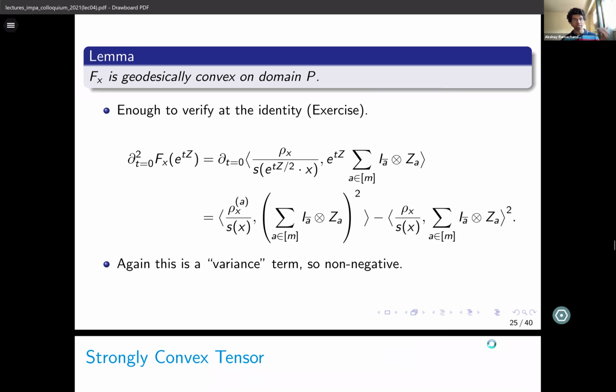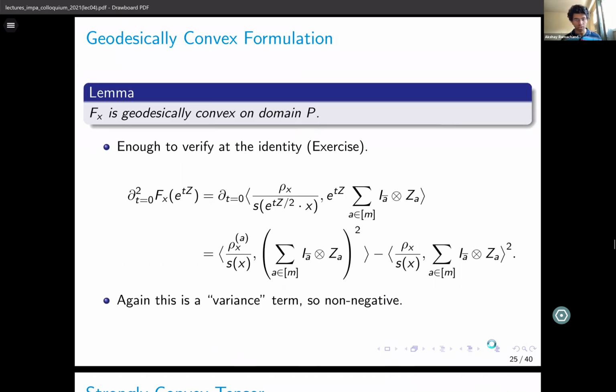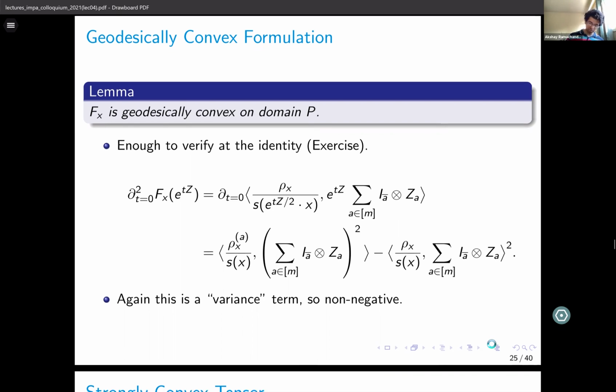So the two things we verified is that the critical points are balanced scalings, and the function is geodesically convex everywhere. So we can just go search for minimums, and that's how you find a balanced scaling. Cool. So that gave us a strongly convex formulation for tensor scaling, and we want some strong results on the optimizer, just like we did for matrix scaling. So we're going to introduce a strong convexity assumption. That's the next natural step.